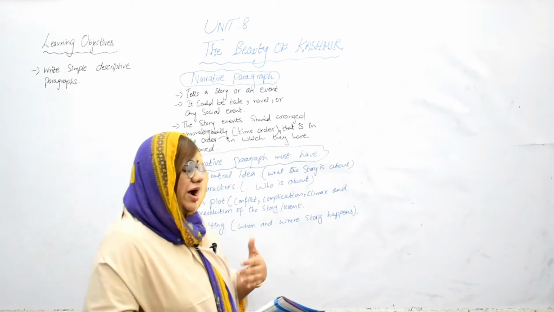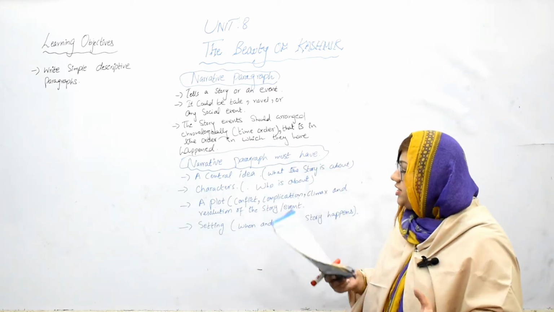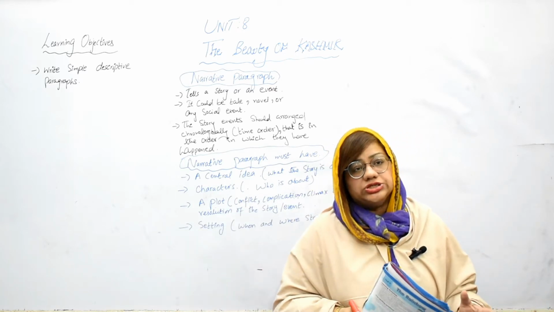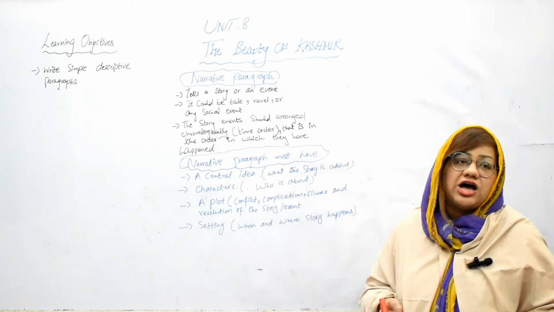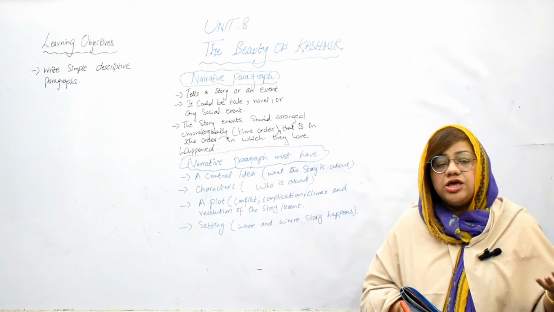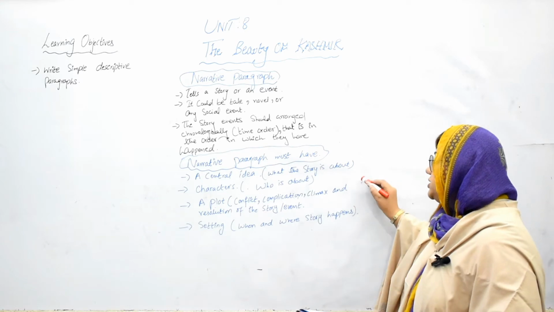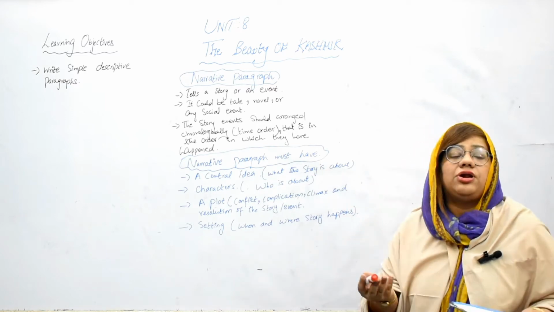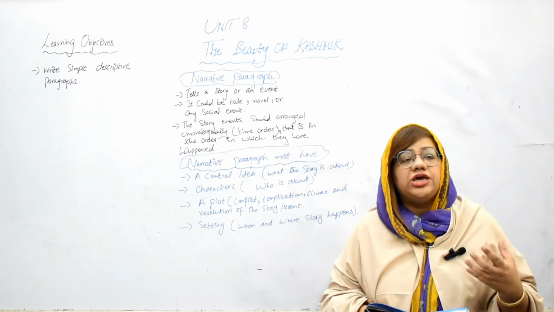Now, you might have an understanding of what a narrative is, because we have already learned that a narrative tells about a story or an event in a sequenced or chronological order. So, what are the features? What must a narrative paragraph have? Students, whenever you start writing a narrative paragraph, keep this in your mind. A narrative paragraph must have a central idea. What is a central idea? Do you have an idea about it? A central idea is what the story is about.